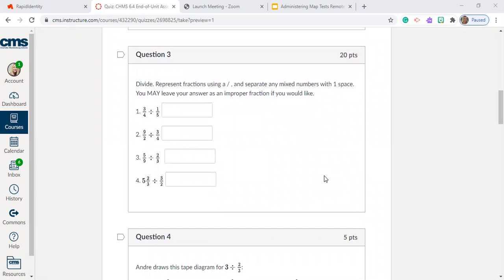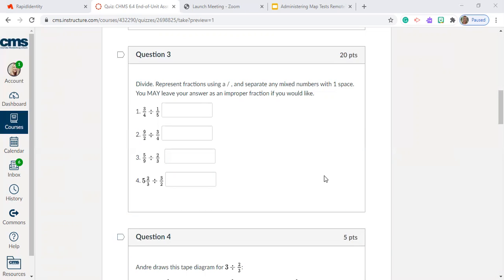Question number 3. Divide. Represent fractions using a slash symbol on your keyboard and separate any mixed numbers with one space. So for example, if your answer was 1.5, you would put the number 1, space bar, 1/2. Okay, you may leave your answer as an improper fraction if you would like to. Go ahead and write these problems out in your notebook right now.